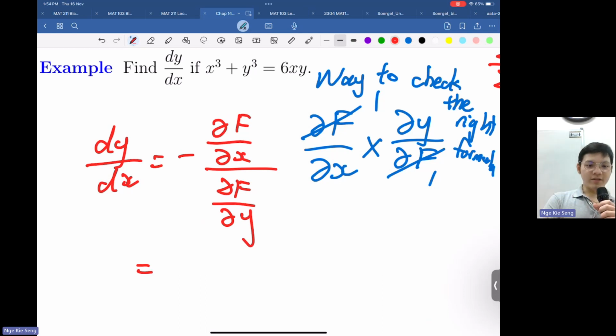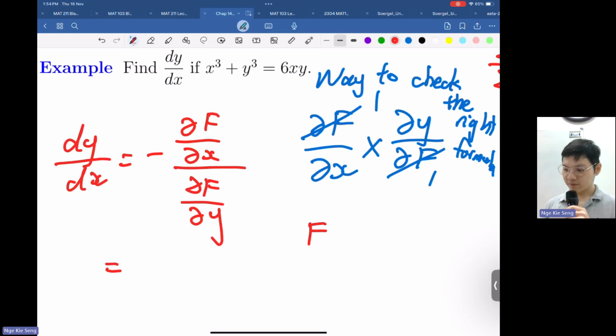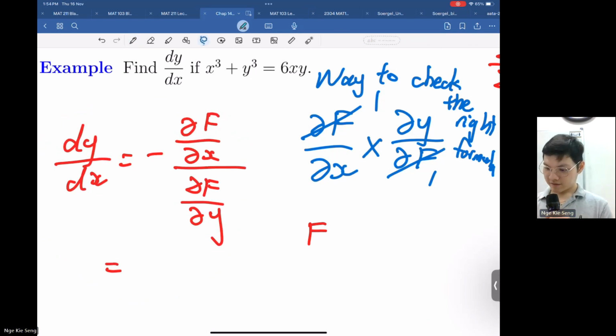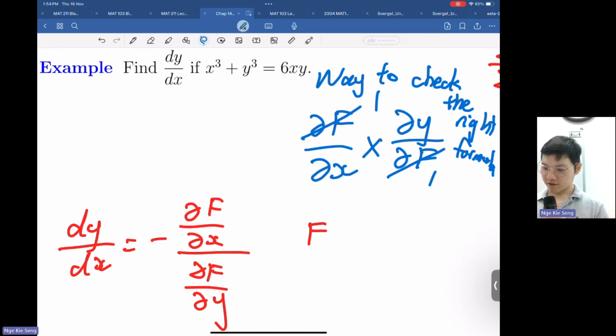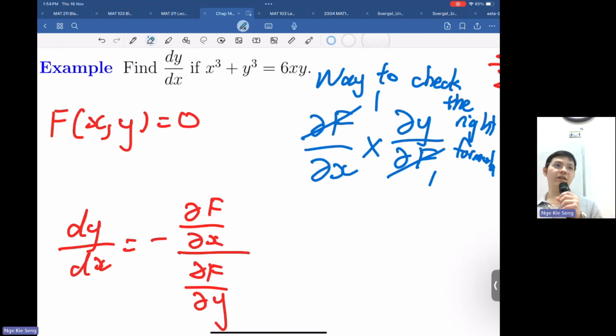Next, so how to compute this? What is f in our case here? The formula tells you this already. So you need to find what is f to compute. How about writing it at the top here? What is f? f is the thing that equals 0.